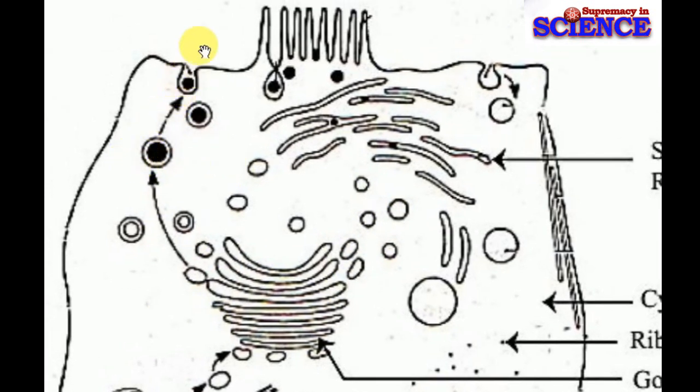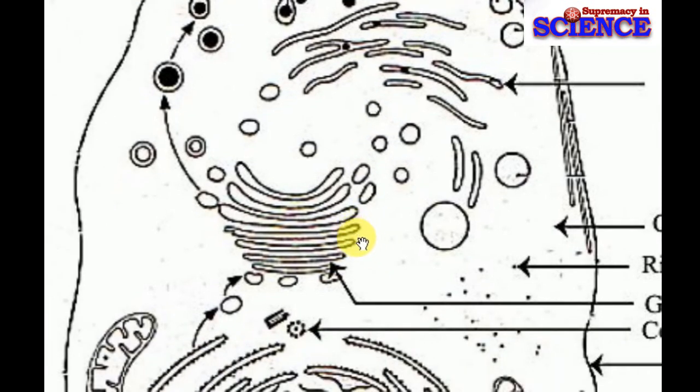Sometimes these vesicles go outside. Sometimes they remain inside the cell for further activities. Like that, the Golgi complex is very important for collecting, packaging and distribution of substances.